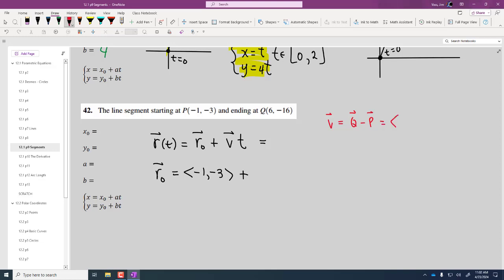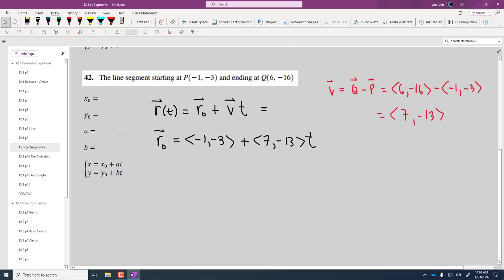So it's going to be the terminal point, 6 comma negative 16, minus the initial point, where you write them both as vectors, which just means brackets instead of parentheses. And if you subtract, you do it term by term. 6 minus minus 1, negative 16 minus minus 3. So this will be your direction vector. It's the direction that the points are being plotted, times t.